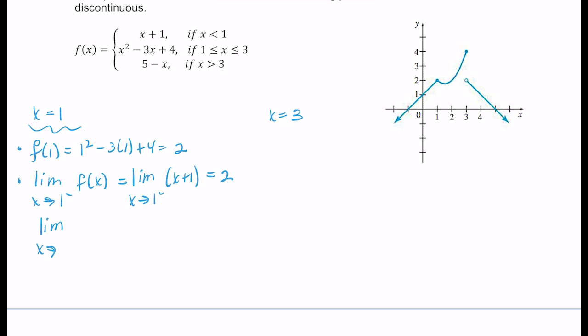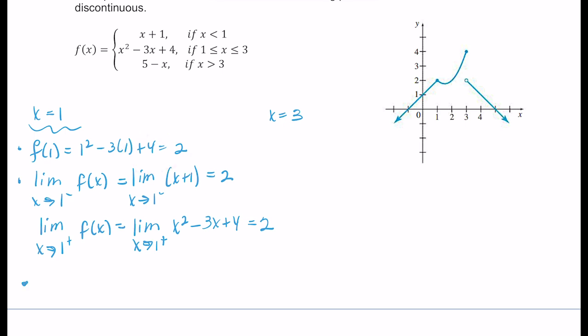And then we're going to look at the limit as x approaches 1 from the right of f of x. So if I'm approaching 1 from the right, I'm going to be using this function again. So that's just going to be the limit as x approaches 1 from the right of x squared minus 3x plus 4. And if I substitute 1 in, of course, I know I get 2, and I know that from here.